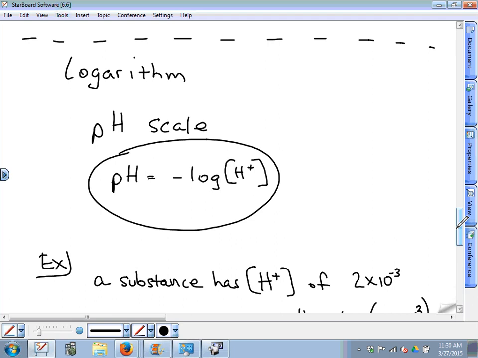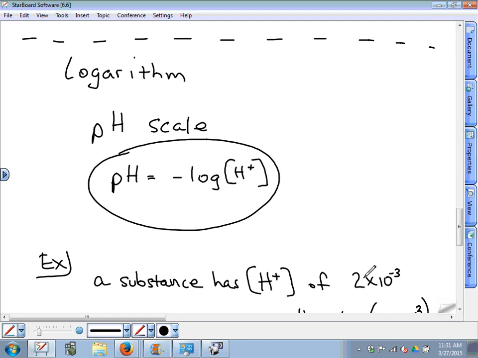So this was the example we were working on. A substance has an H plus, that's the hydrogen ion concentration, of 2 times 10 to the negative 3. Now, if you remember anything at all from your chemistry class, this would be in molar, because this is a pretty small number. This is 0.002. Anyway, it's pretty small.